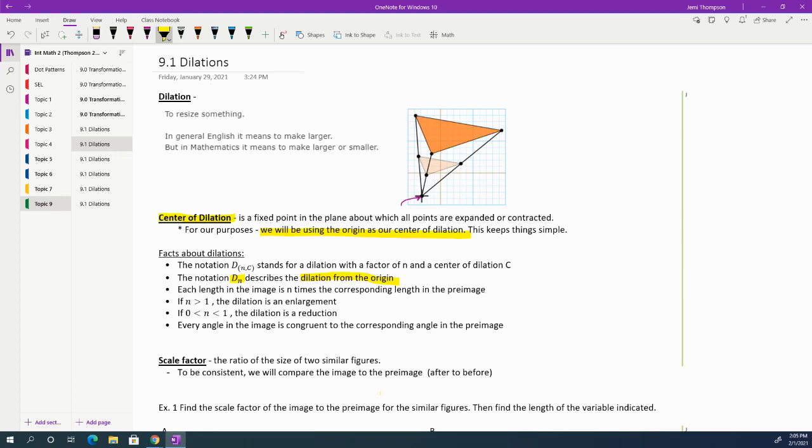So imagine that you have a small figure and you multiply the whole thing by 5. That means that every shorter length times 5 is going to give you the length in the image. Now that's true if it's an enlargement. So the next bullet point says that when n is greater than 1, the dilation is an enlargement. So if I take every pre-image length and I multiply by 5, then I get a larger result. If I multiply by a number that's between 0 and 1, like a half, if I take side lengths and I multiply by a half, then you can imagine that that's going to get smaller. That's going to be reduced.